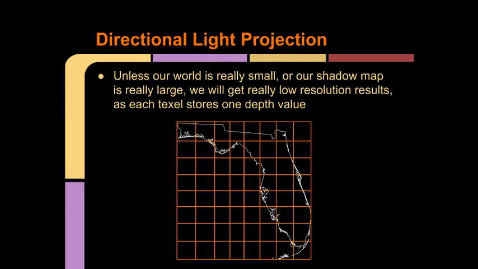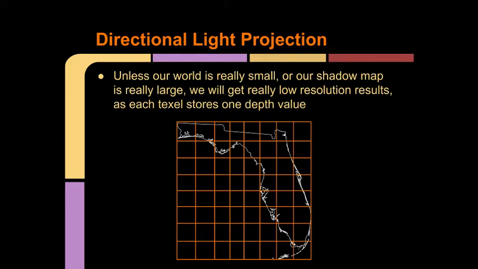Building the orthographic projection around our world will result in very low resolution shadows, unless your world is fairly small. This is because each texel of our shadow map can only have one depth value. If our shadow map resolution is fairly small and our world is large, this will result in each texel of our shadow map being used for a large portion of our world.